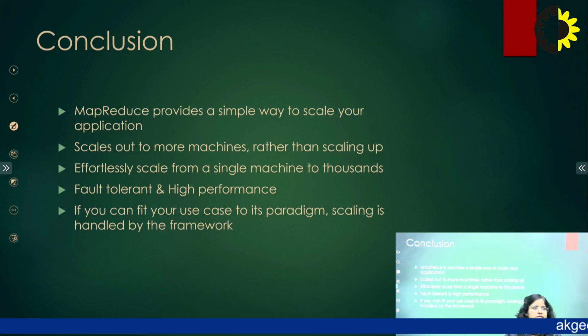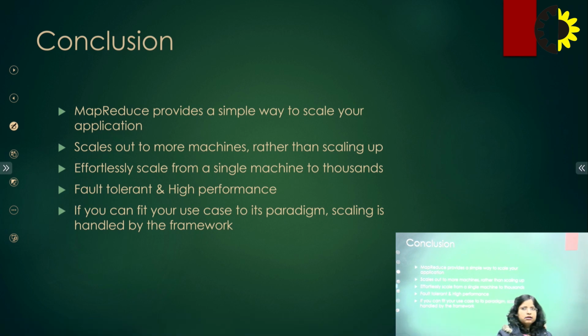So MapReduce algorithms provide a simple way to scale applications, or a fast processing method to process big data. It scales out to more machines rather than scaling up, from a single machine to thousands of machines. Fault tolerance and high performance are provided by storing the data on at least 3 machines, and data availability is assured by MapReduce. And if you can fit your use case to its paradigm, scaling is handled by the framework.